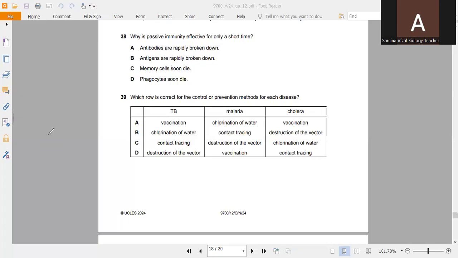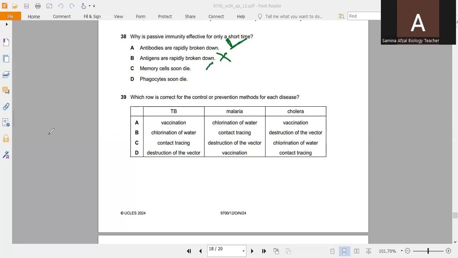So here in this case, they have given us four options. Antibodies are rapidly broken down. It is a short-term immunity which is produced when we take antibodies from others, because our body is not producing those antibodies. So antibodies are rapidly broken down. Yes, this is the correct statement. Antigens are those microorganisms which enter into the body. So this is not the correct option.